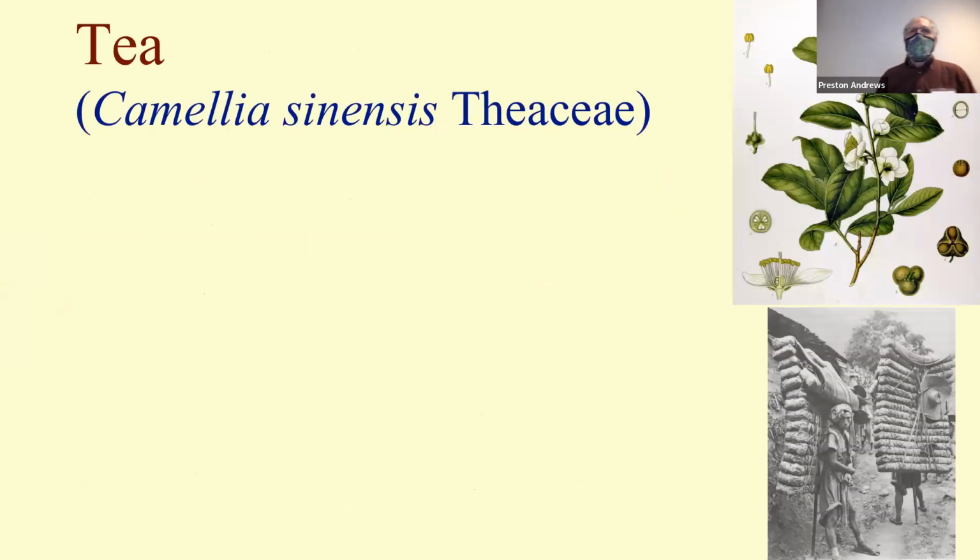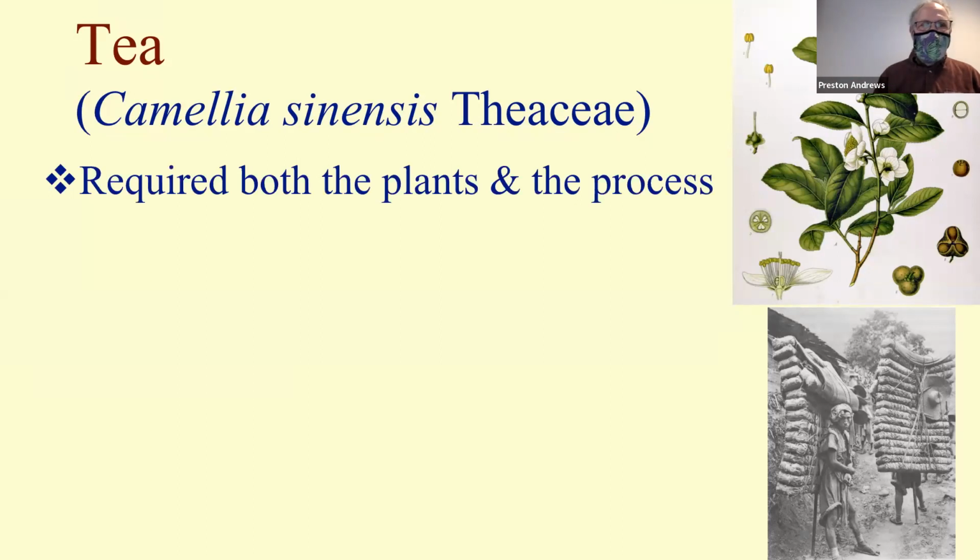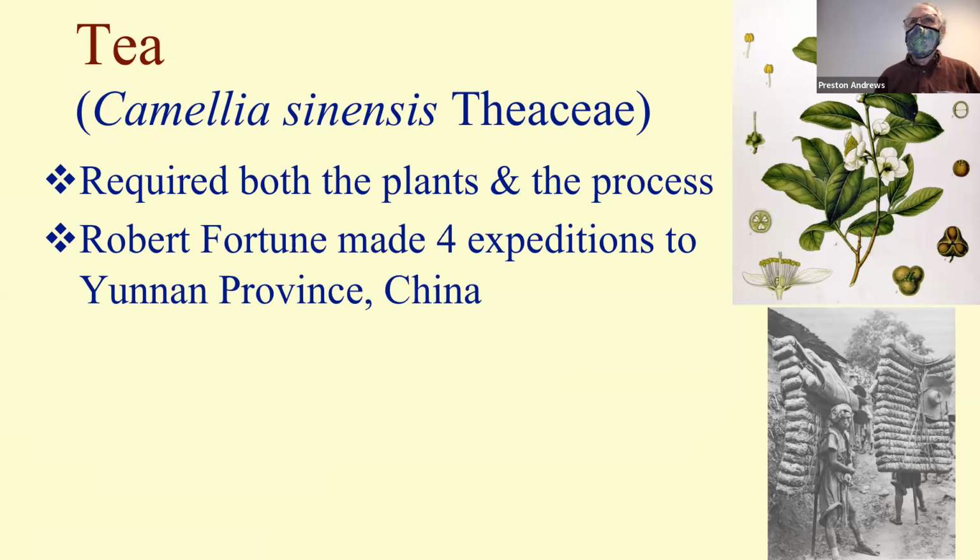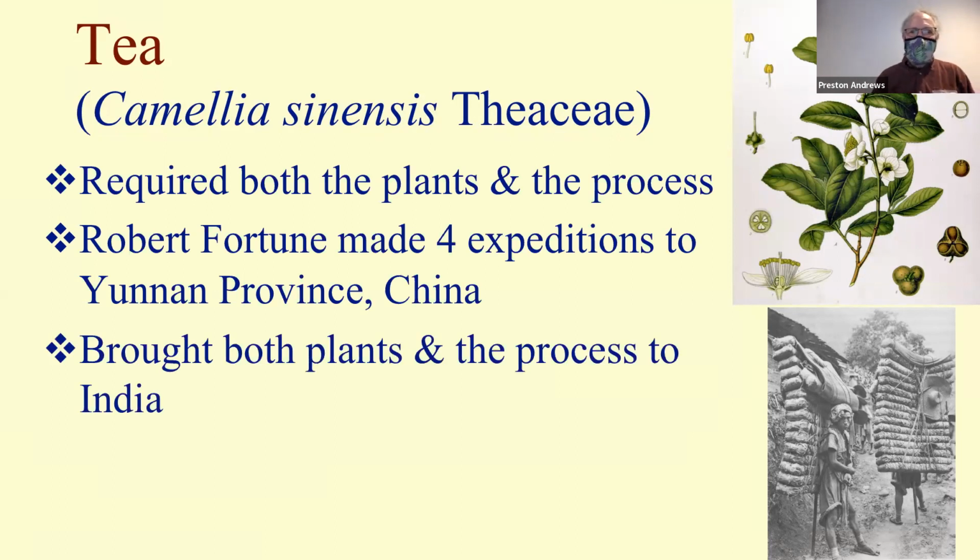Tea. We all love to have our morning tea, Camellia sinensis. This one's an interesting one too, because not only do you need the plants, but you need to know how to process the leaves. You have to know how to dry and ferment them. So it required both the plant and the process. And Robert Fortune, another Brit, made 4 expeditions to Yunnan province, where COVID came from. So that's where tea came from too. And he brought both plants and the process.